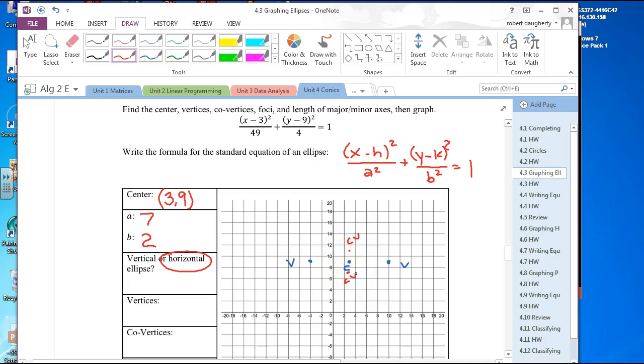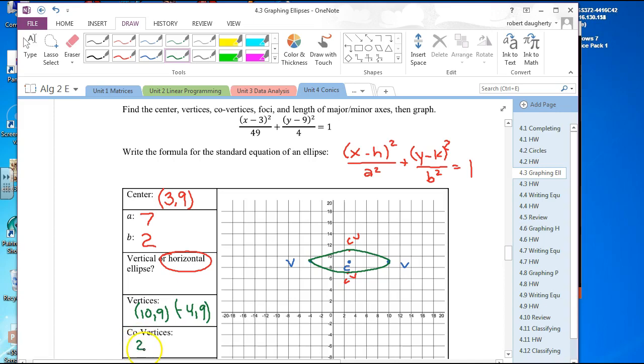So if you look at this ellipse, something like this. Okay, what are these vertices points? This point is, 10, 9 is one vertex. What's the other one? Yeah, -4, 9. Co-vertices.